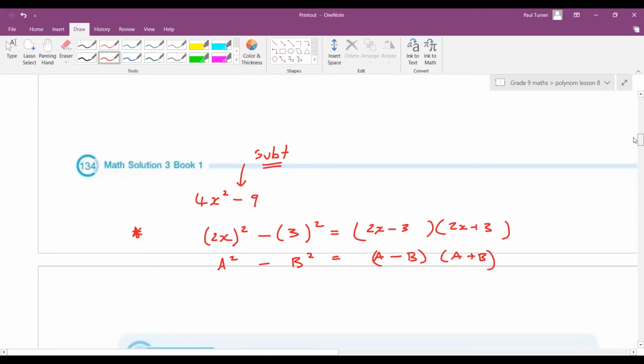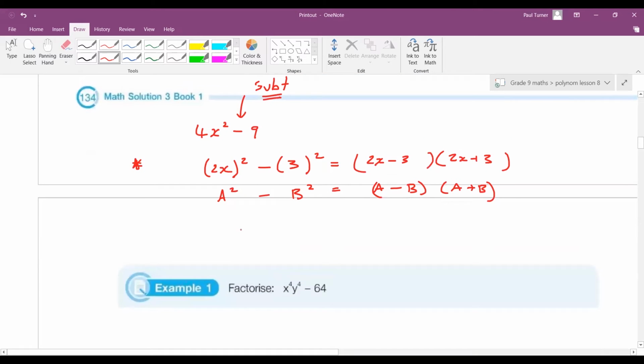And another example is if you could have something like, okay, we could have 4x squared again, but then this may be 8. So we can still do that, but we have to make our 4x squared 2x all squared, as in this example here. But 8 is not a perfect square. So we would make that root 8 squared, because root 8 times root 8 is 8. You can check your calculator about that.